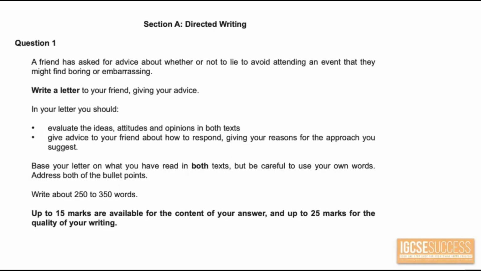So a friend has asked for advice about whether or not to lie to avoid attending an event that they might find boring or embarrassing. Write a letter to your friend giving your advice. In your letter, you should evaluate the ideas, blah, blah, blah, the usual wording, and give advice to your friend about how to respond, giving your reasons for the approach you suggest, and then the usual wording at the bottom. So it's an informal letter to a friend.